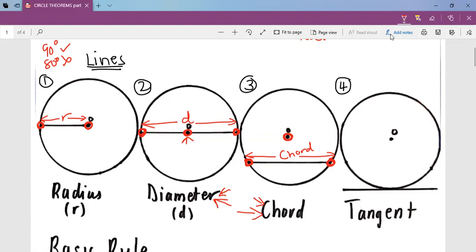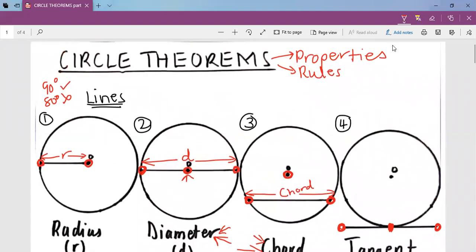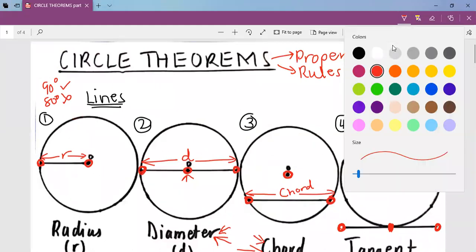Okay, let's go to number 4. Line number 4 is touching the circle there, where I have marked with red. That's where the line is touching. It is a straight line just touching the curve at one position. A tangent is a straight line just touching the curve at only one position. A tangent never passes inside.